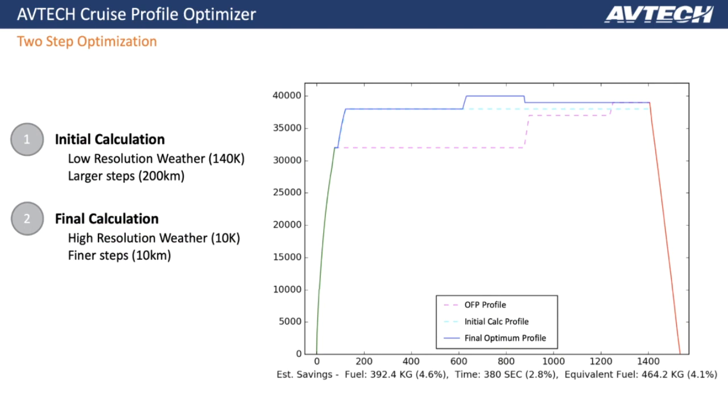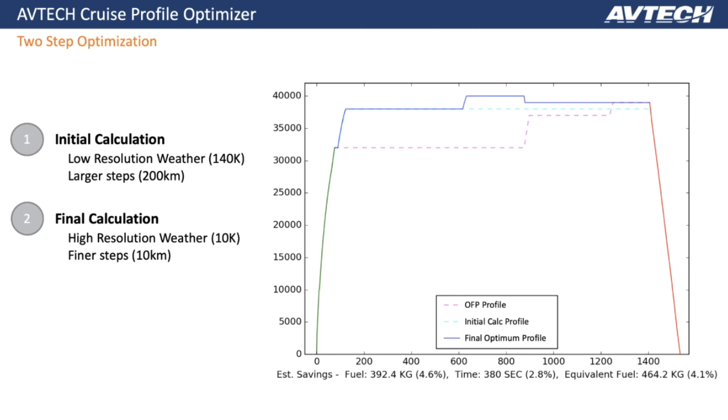We're doing the optimization in 2 steps. The first step is an initial calculation. Second step is a final calculation. We see the graph to the right here. We have the OFP profile, the purple line. We have an initial calculated profile, this green or turquoise line. And then we have the final optimum profile as the blue line.